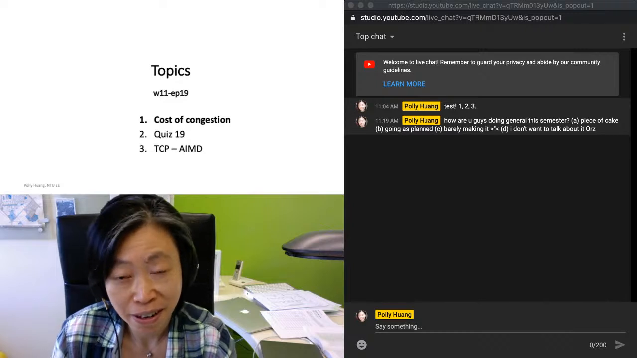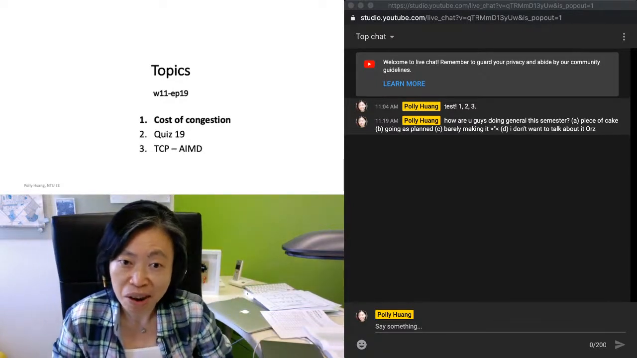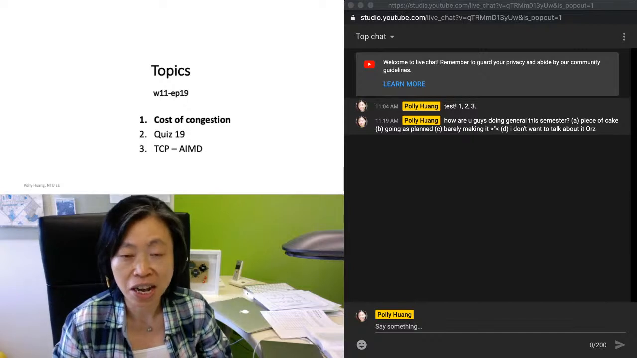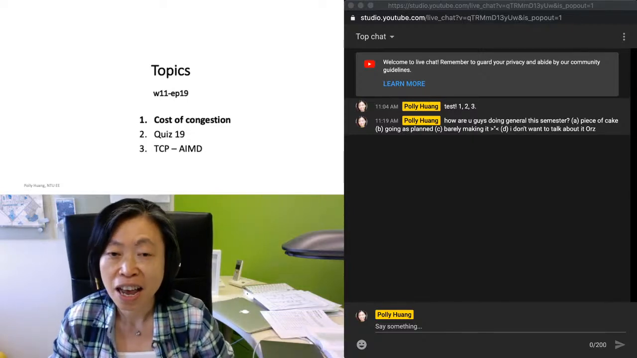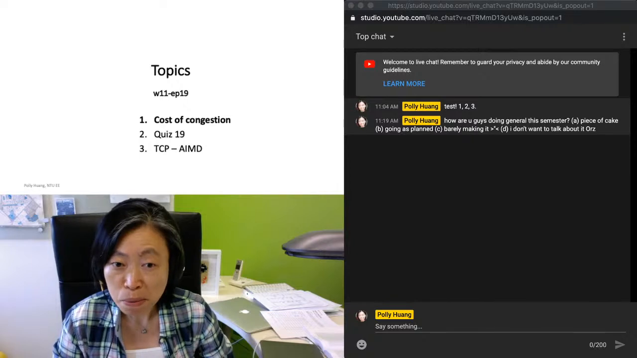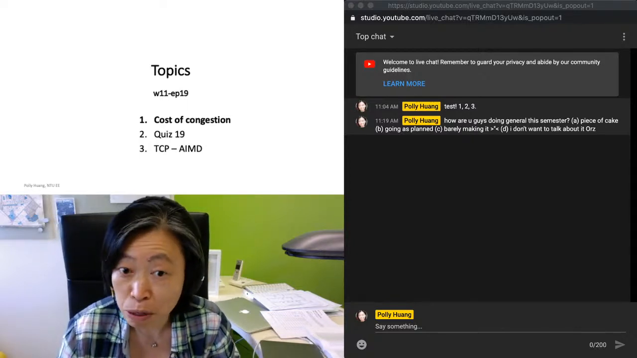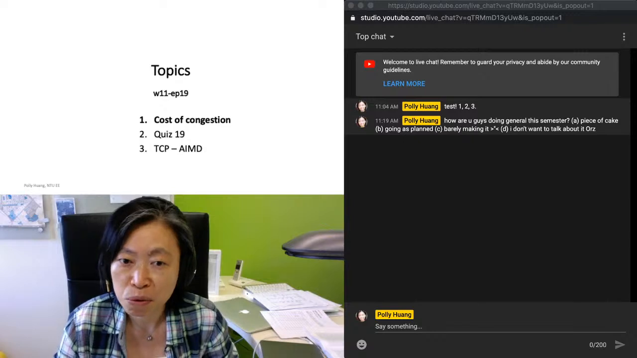And the topic for today is this. First of all, we're going to introduce what network congestion is in general and talk about the cost of having congestion. It's actually not a good thing to have and probably worse than having packet losses. And then there's going to be quiz 19, and then we'll be introducing the congestion control mechanism in TCP called the AIMD.